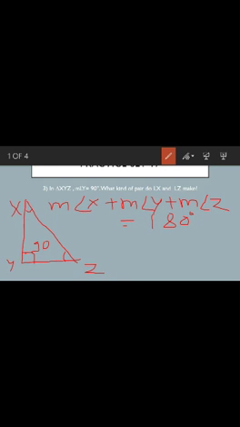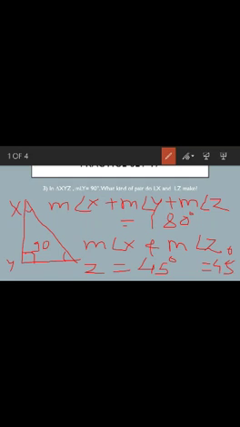So the sum of the measurements of X and Z should be 90 degrees. Both should be 45 degrees, so that 45 degrees plus 45 degrees is equal to 90 degrees, which satisfies the condition that if the sum of two angles is 90 degrees, then those two angles are complementary angles.